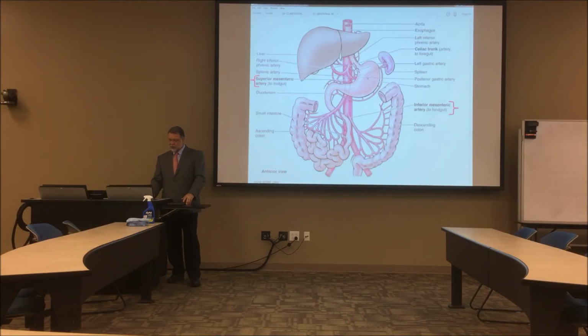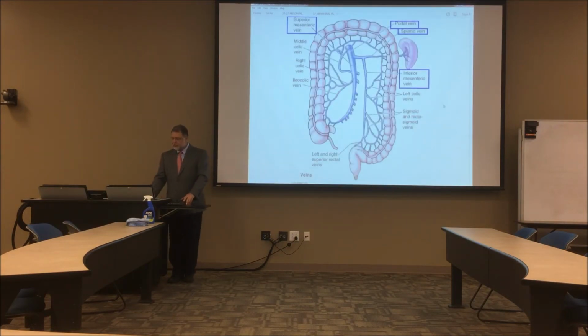So same thing in other ways. Superior goes to midgut, the inferior goes to hindgut. Same thing with the veins. Everything is going to go finally to the portal system through the joining of the splenic and the superior mesenteric into the portal vein, or the hepatoportal vein. The inferior mesenteric vein goes directly into the splenic vein. It doesn't go into a joining situation as the portal anymore.